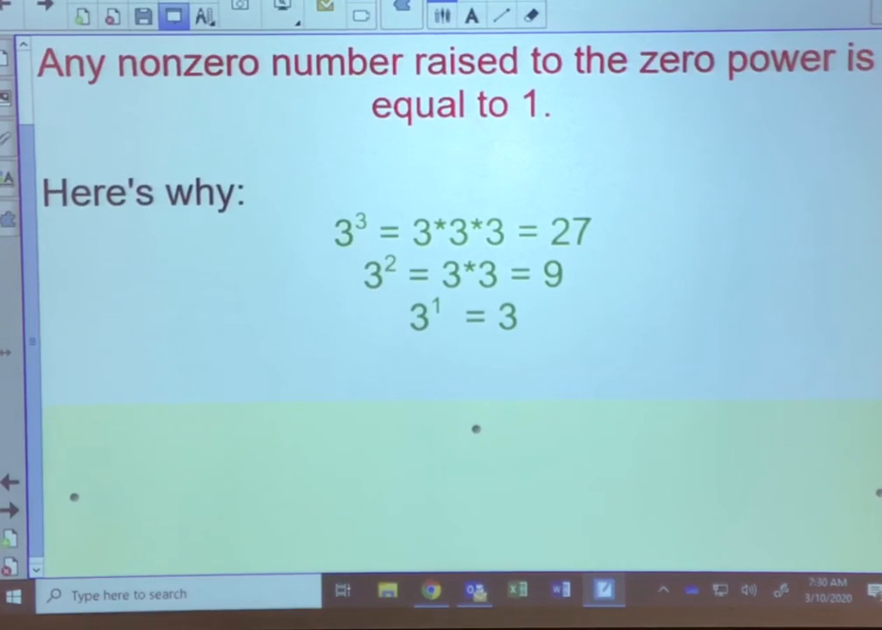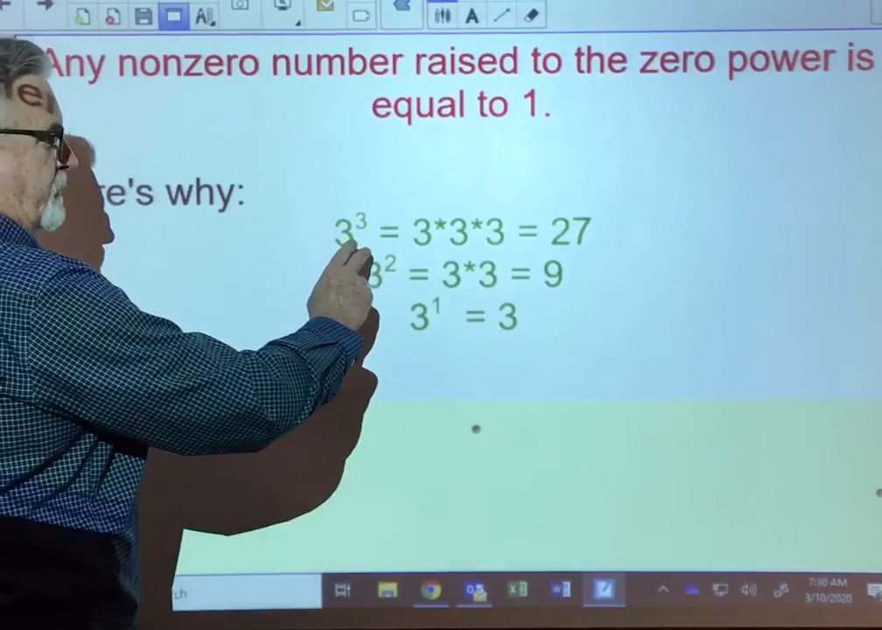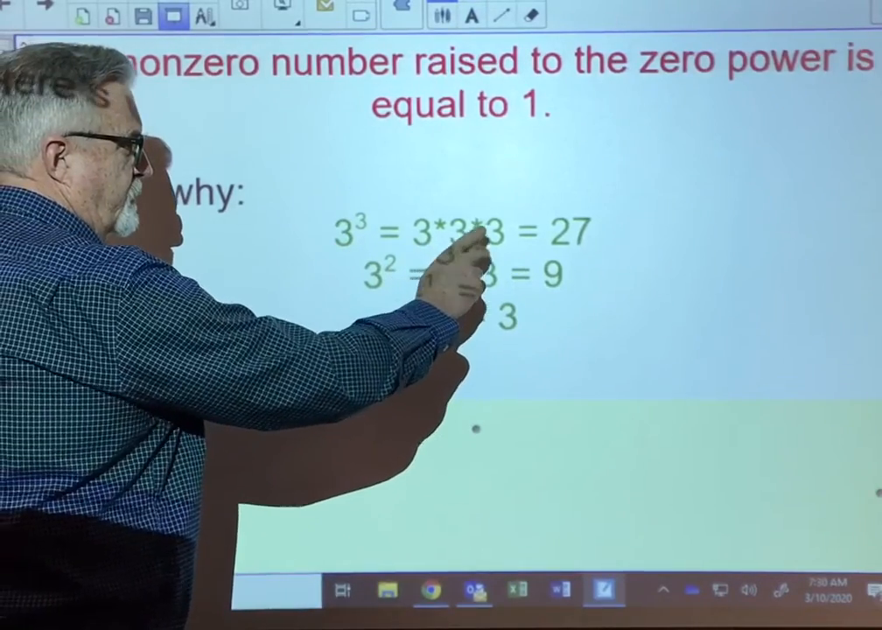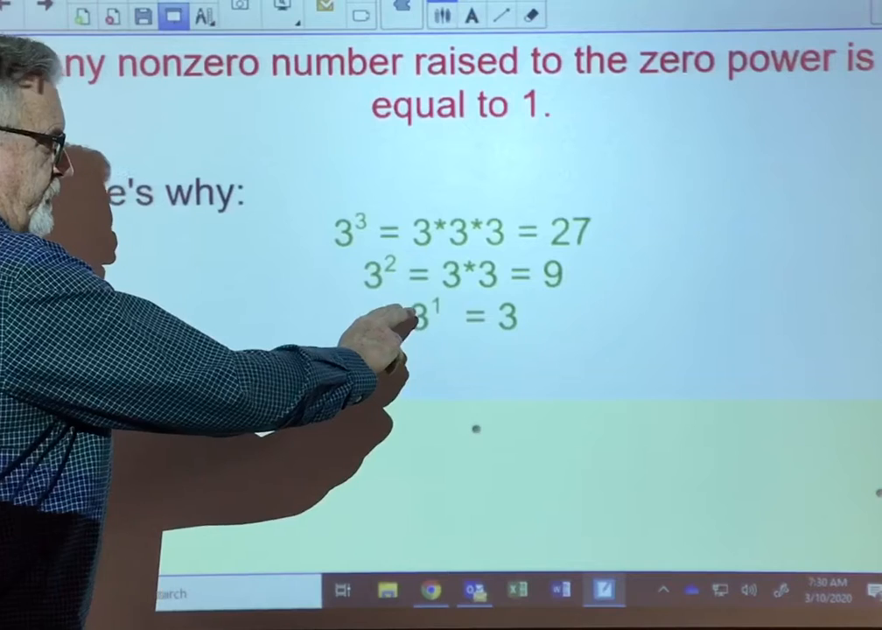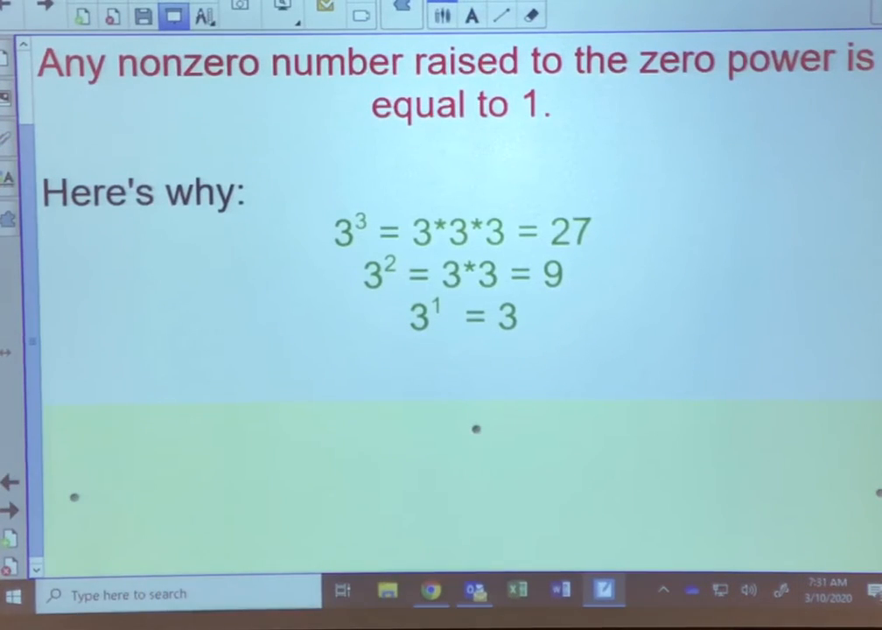So let's start with some facts that we know. We know that 3 to the third power means 3 times 3 times 3, which is equal to 27. We know that 3 to the second power means 3 times 3, which is 9. And we know that 3 to the first power just means that base is used once, it's just 3.